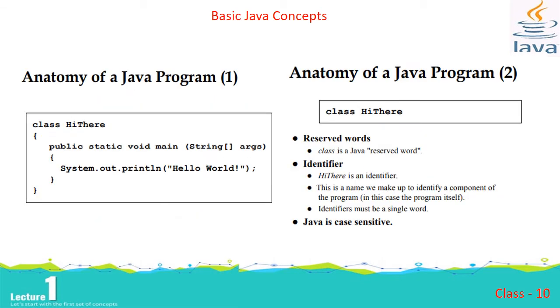Now here we learned the anatomy of a Java program. On the left hand side is Java program 1, a small first program, and on the right hand side I have given the explanation of what it is. Here, class is the reserved word, and after the class I've written the word hi there. So hi there is an identifier, a name given to a class. It's an identifier for the class.